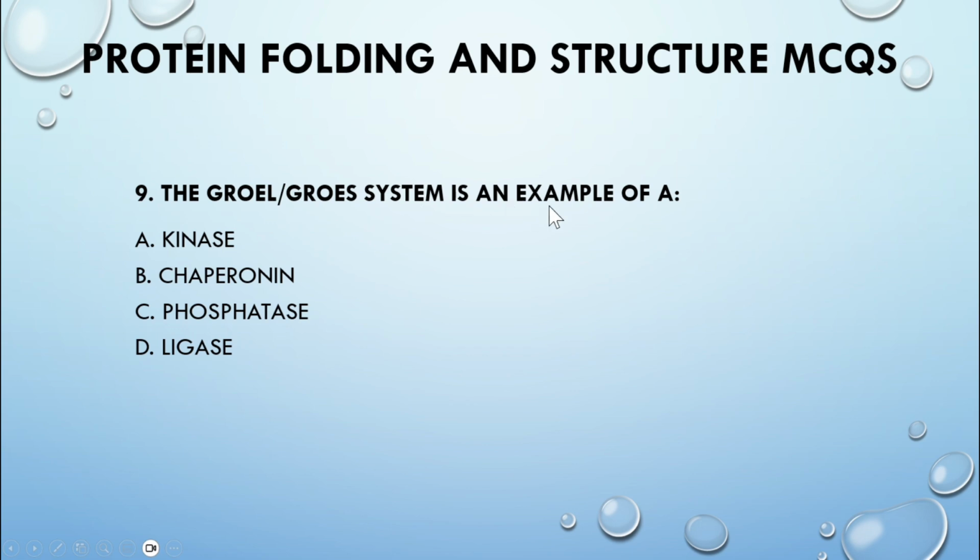Question 9. The GroEL system is an example of A. kinase, B. chaperonin, C. phosphatase, D. ligase. The correct option is chaperonin. Now, GroEL and GroES, what they do is that they form a chamber that provides a protected environment for proper protein folding.